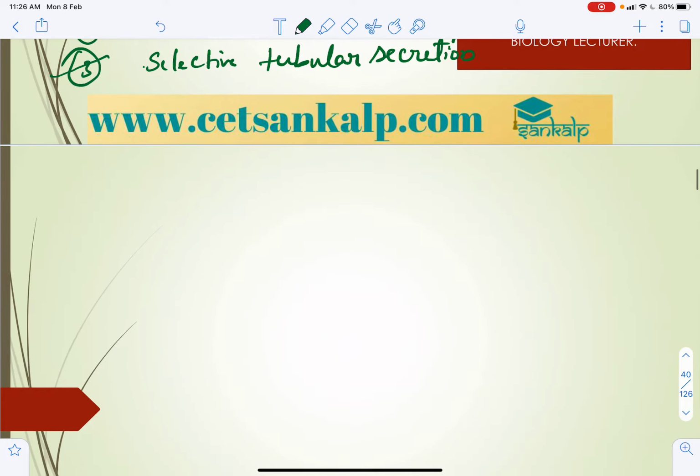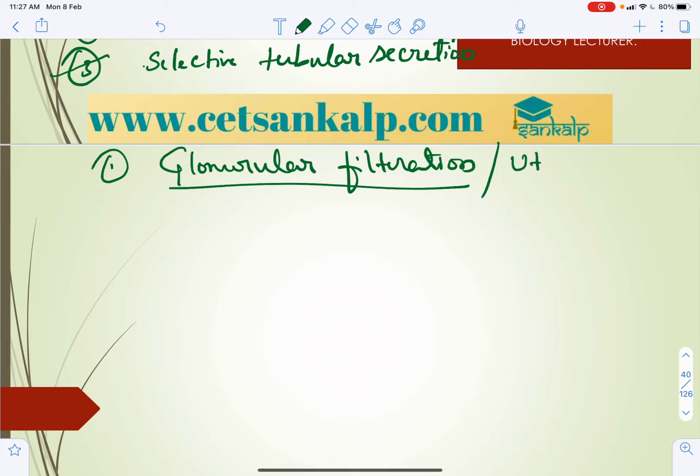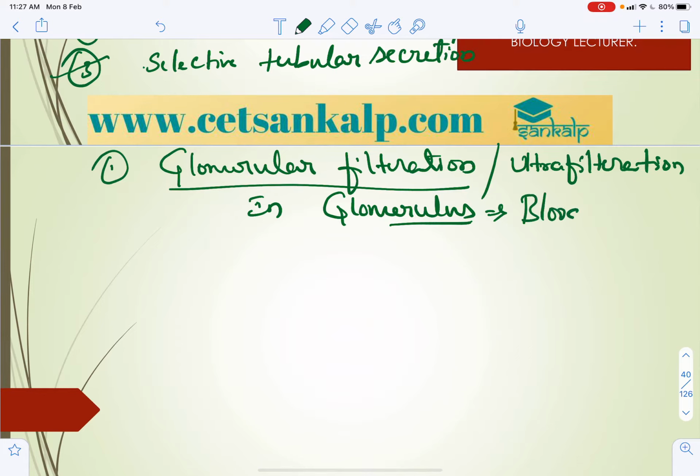Whenever this step takes place in the glomerulus, it is called glomerular ultrafiltration. This is a question we may expect: where exactly does ultrafiltration take place? Ultrafiltration takes place in the glomerulus. Hence the glomerulus is called the blood filter.